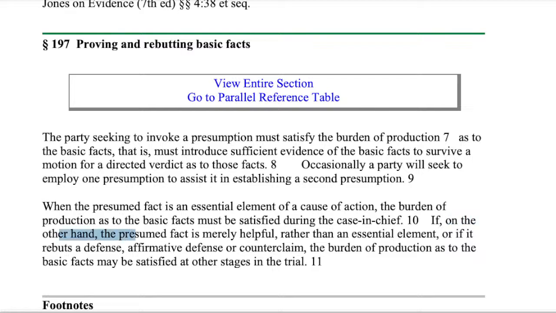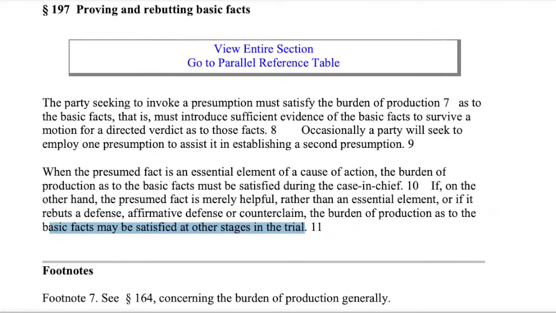If, on the other hand, the presumed fact is merely helpful rather than an essential element, or if it rebuts a defense, affirmative defense, or counterclaim, the burden of production as to the basic facts may be satisfied at other stages in the trial. Pretty interesting. So it's saying here when the presumed fact is an essential element of the cause of action of the lawsuit, it must be satisfied during the case in chief.